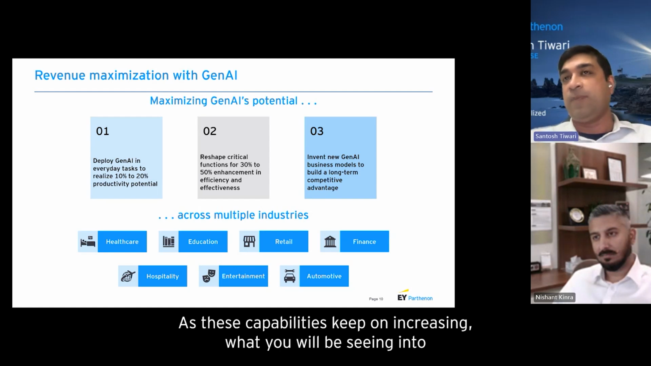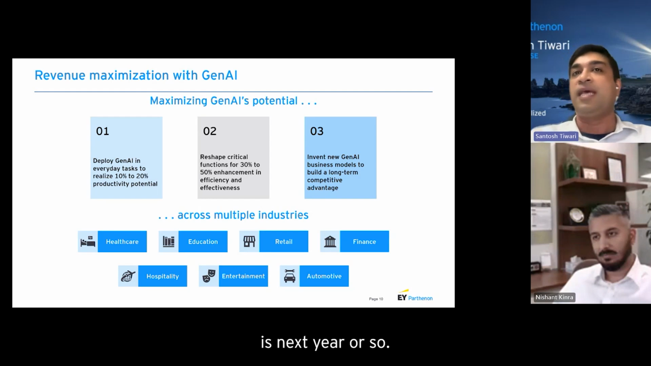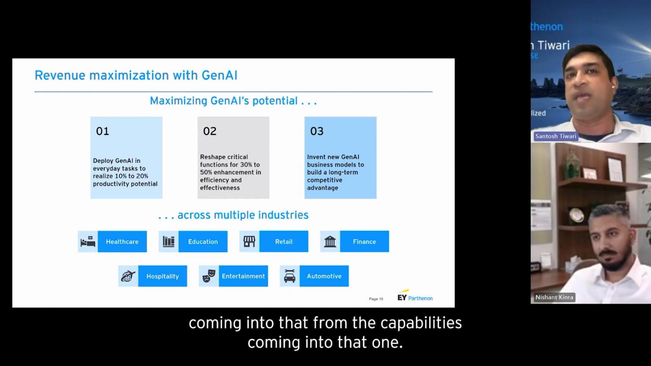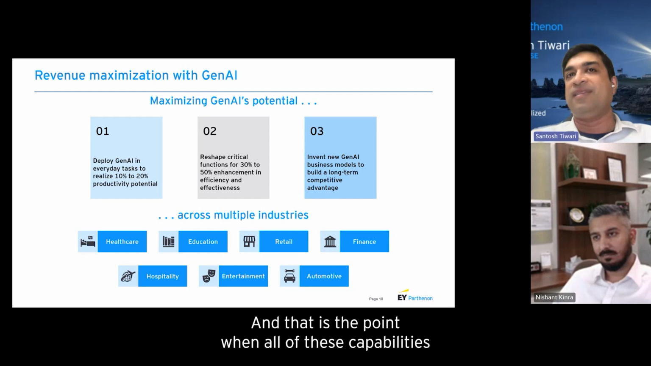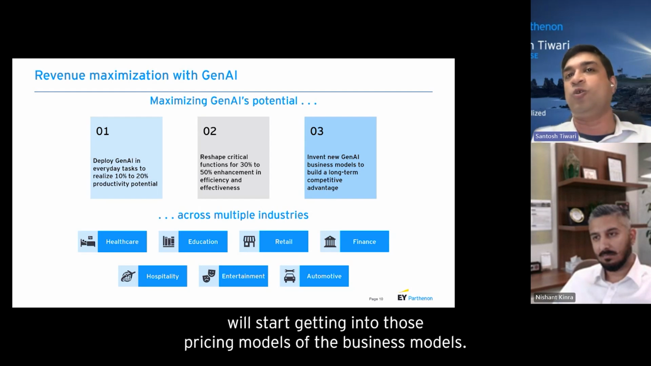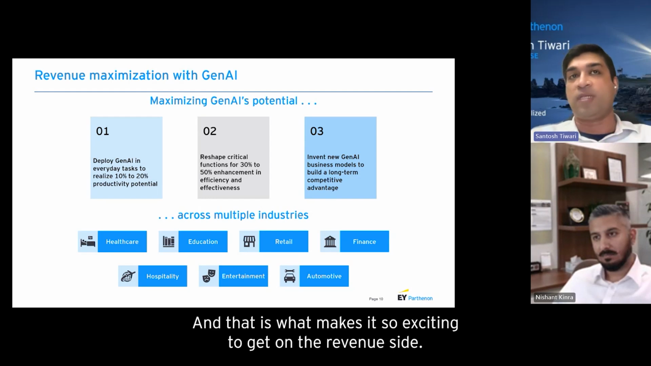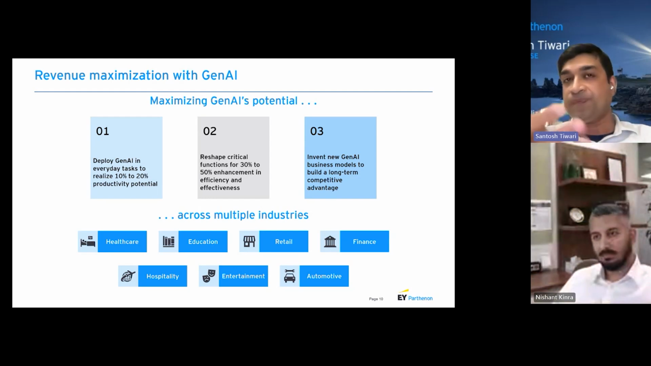As these capabilities keep on increasing, what you'll be seeing next year or so is that this will go much more in depth, where you start realizing the new models and the new capabilities coming in. And that is the point when all of these capabilities will start getting into the pricing models and the business models, right? And that is what makes it so exciting on the revenue side of it.